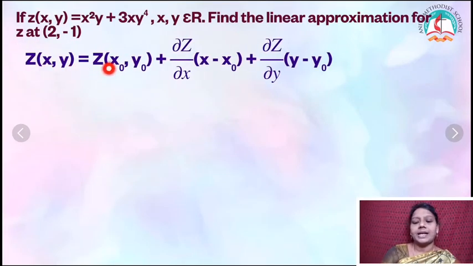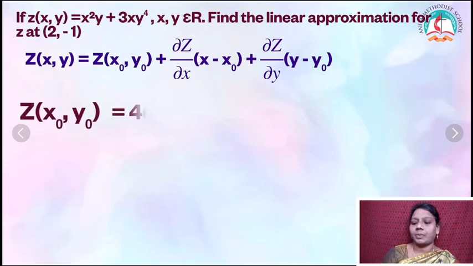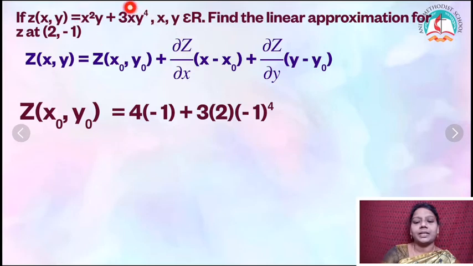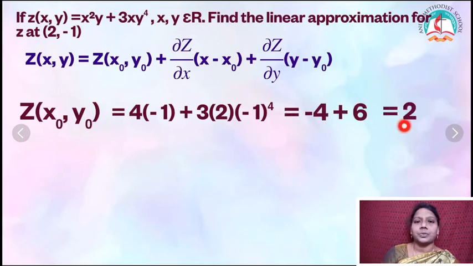So we apply it as z of x naught comma y naught plus dou z by dou x into x minus x naught plus dou z by dou y into y minus y naught. What do you have to find? Z at this point, dou z by dou x at the point and substitute here, then dou z by dou y at this point, and substitute it here. One by one we are going to find them. First we find z at x naught comma y naught. If I substitute this value in the given equation and simplify, I get the value equal to 2. So z of x naught comma y naught is equal to 2.